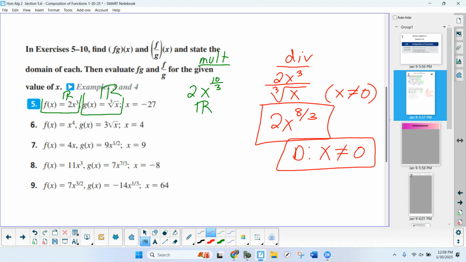All right. Number 6. What's the domain here? All real. What's the domain here? X has to be what? So right now, what's the most restricted domain? X has to be greater than or equal to 0. When you multiplied, you got 3x to the 9/2. Well, once again, it's a square root. So what are you going to tell me about your domain? It has to be greater than or equal to 0, because of the square root.